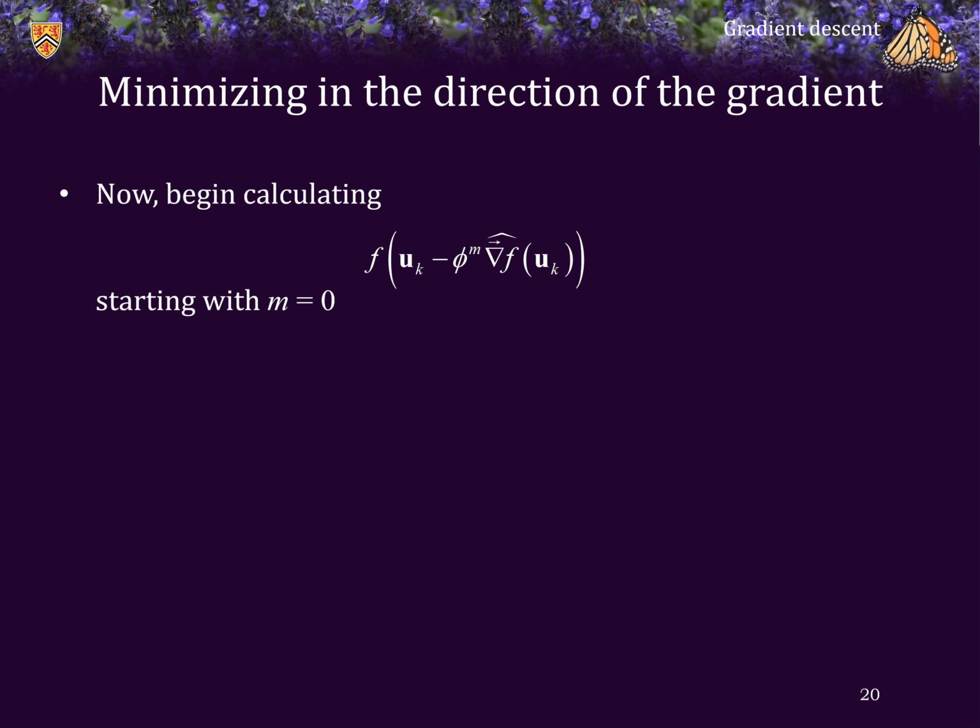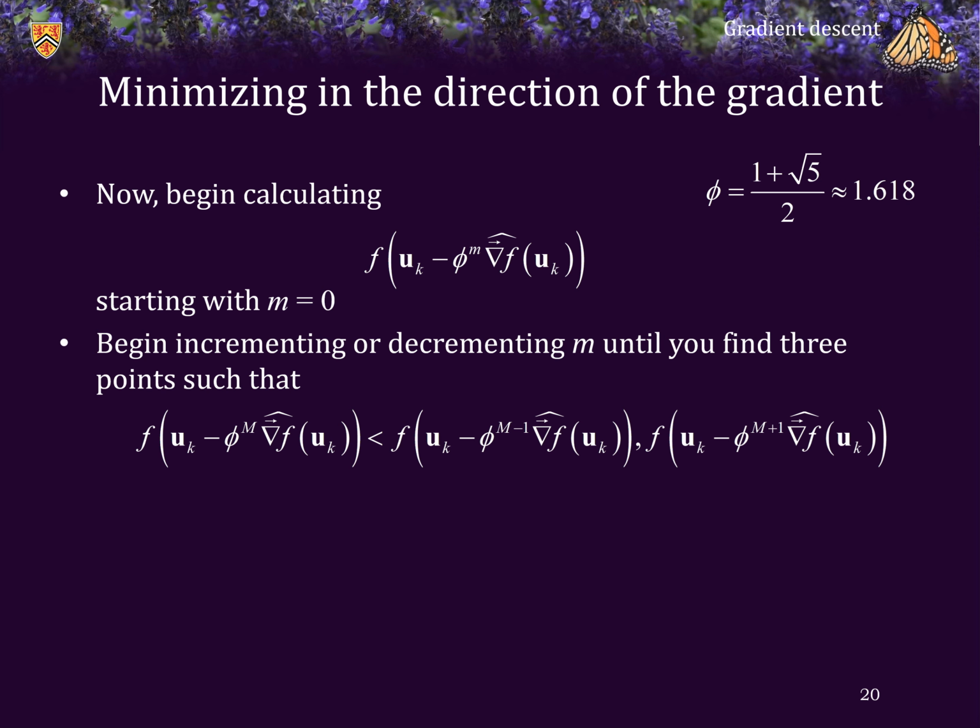Now, if the conditions we assumed are true, what we will do is we will begin by calculating f evaluated at the point u sub k minus phi to the m times the normalized gradient vector. And we will start with m equal to 0. So this is just u sub k minus the normalized gradient vector. You'll recall from the golden mean search that phi is the golden ratio, 1.618.